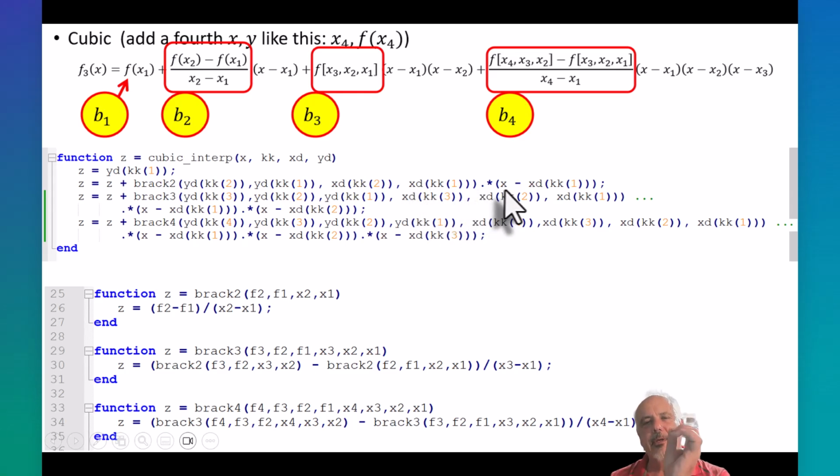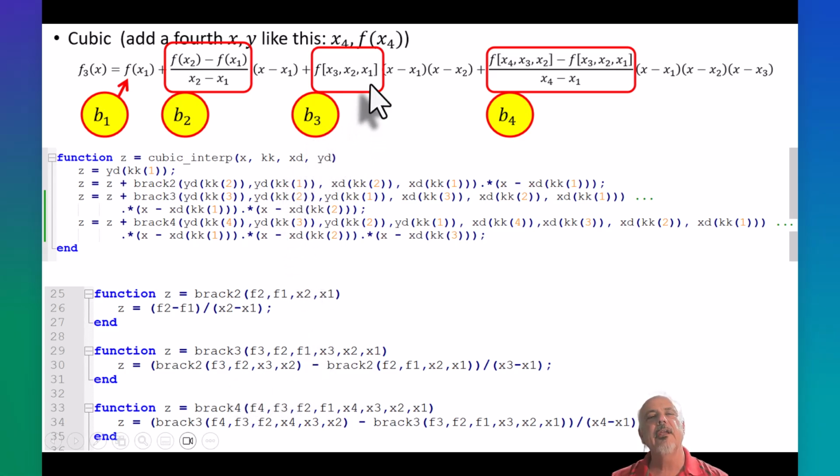And I'm going to multiply by x minus xd, the first x. That's going to give me this factor right there. So I've got my linear part taken care of. Now, on the next line, I'm going to add in my quadratic part, and that's going to be a brac3. For brac3, I've got f3, f2, f1, and I need the x's. For that, I'm going to recursively call the lower brac, so I call brac2 with f3, f2, x3, x2.